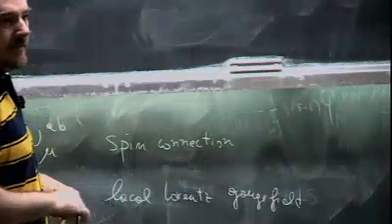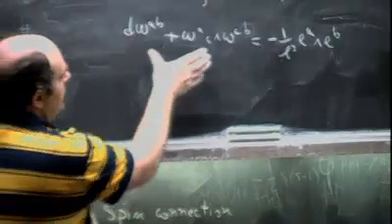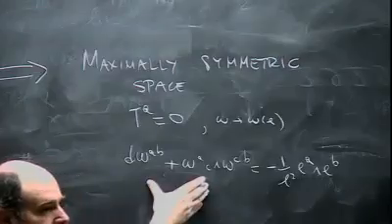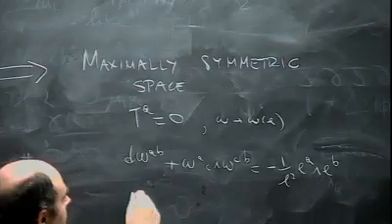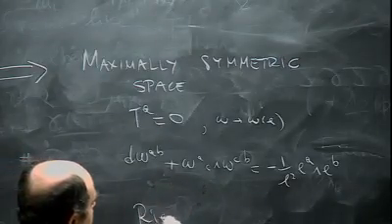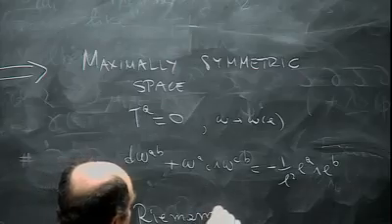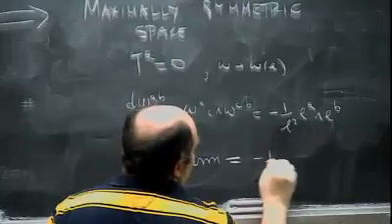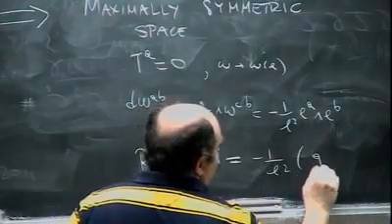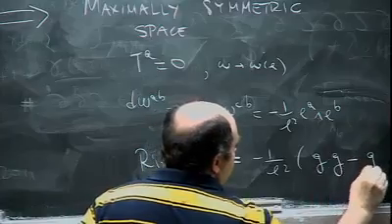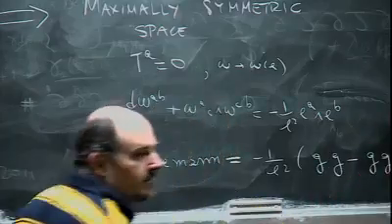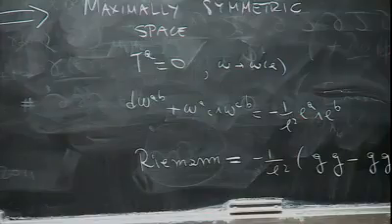If you translate this into metric language, this is just a condition that the Riemann tensor is the product of metrics. So this is the same as saying that Riemann is equal to minus 1 over L square (GG minus GG). Okay? It's just written in that language.